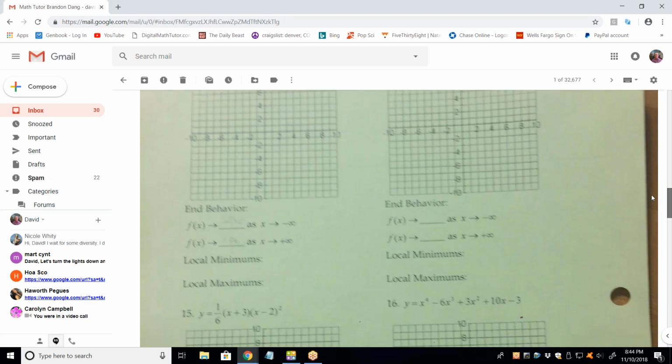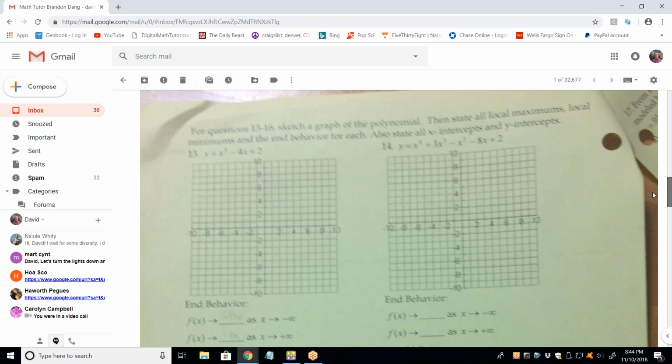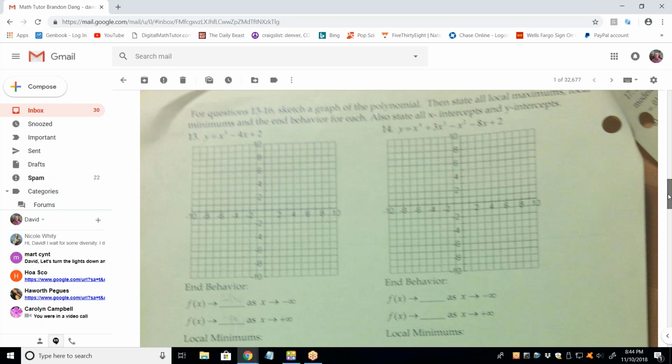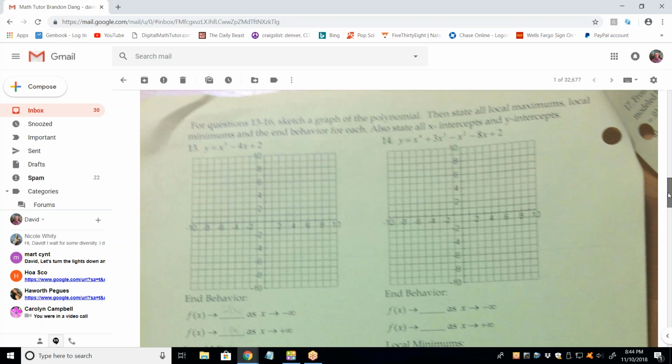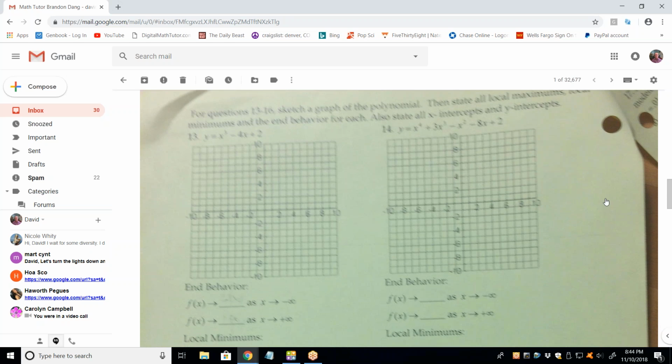I can barely read this enough that we can do it. No, you don't need to. I can make it out. As long as you're looking at a reasonable copy of it, that's all that's necessary. Okay, so they want to sketch a graph of the polynomial, state all local maximums, local minimums, and end behavior. Also state all X-intercepts and Y-intercepts. Okay, this first one, what is it? Is that X squared?